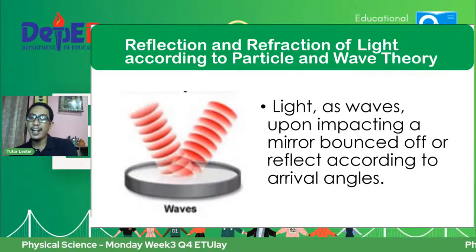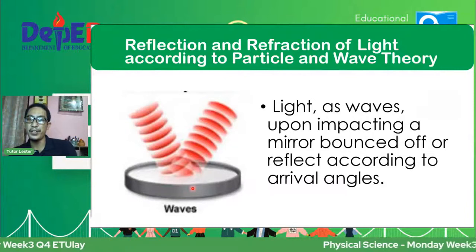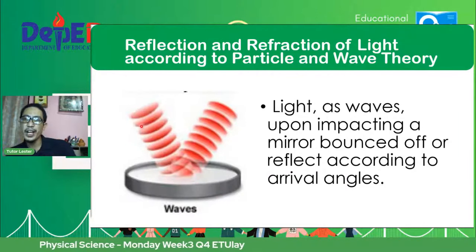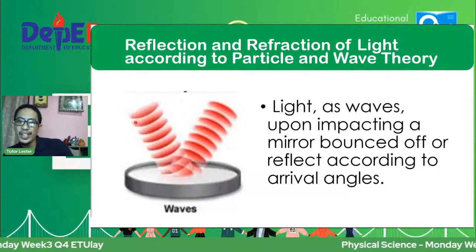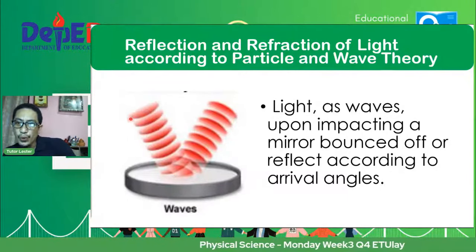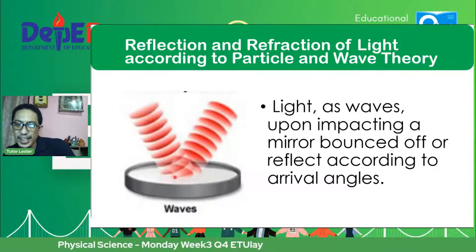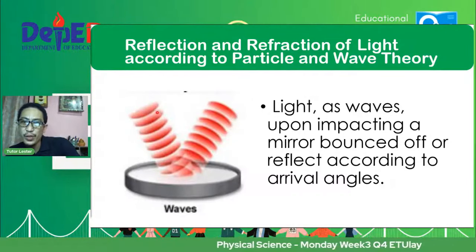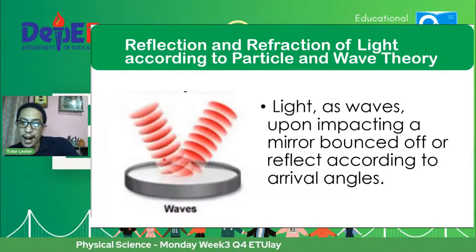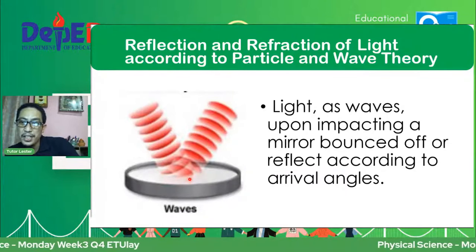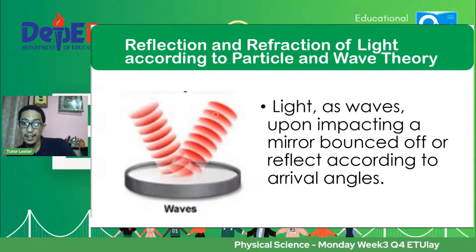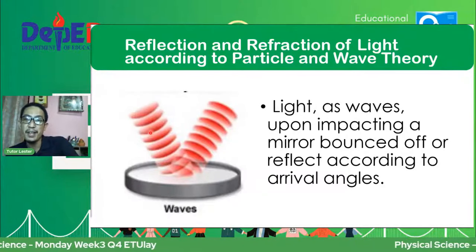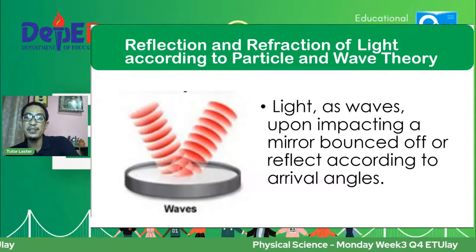And light as a wave hitting the smooth surface of a mirror bounces off or reflects according to the arrival angle or the angle of incidence. So the front of the wave, when it hits the surface of the mirror, turns into the back of the wave. Itong likurang bahagi ng wave, when it hits the mirror, now becomes the front of the wave. That phenomenon also explains why an image produced in a mirror is reversed, or why the image is a virtual image.